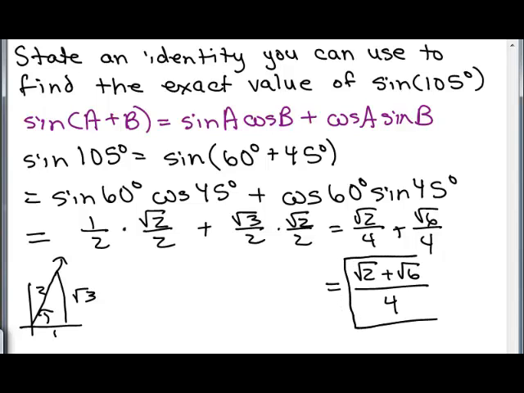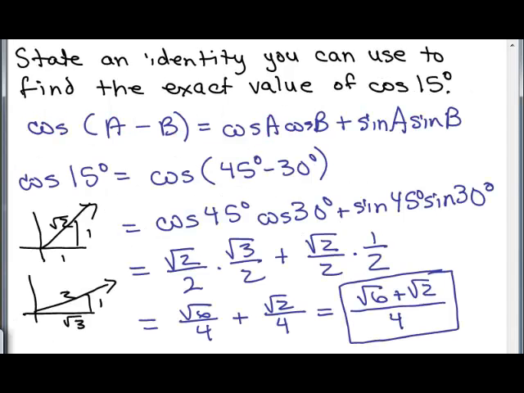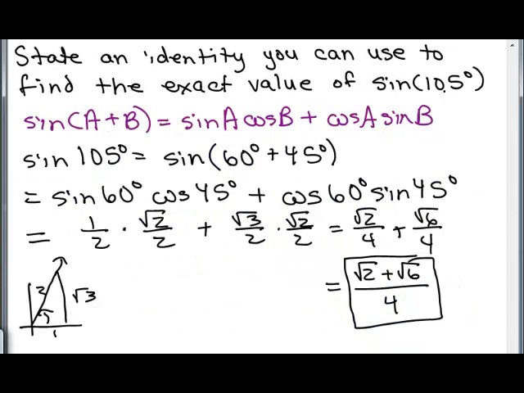And there's the answer. You might have noticed that the sine of 105 degrees happened to be the same, I think, as the previous problem, right? Square root of 2 plus square root of 6. Here we got square root of 6 plus square root of 2. So the cosine of 15 degrees is positive, and so is the sine of 105 degrees, and it just happens to equal the same thing.